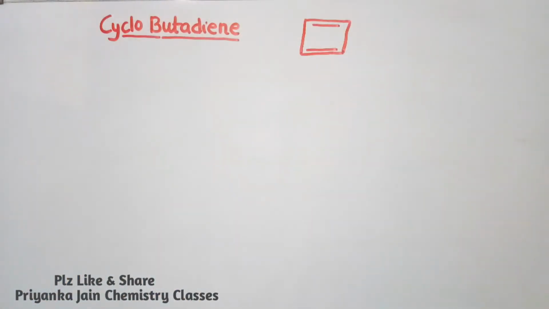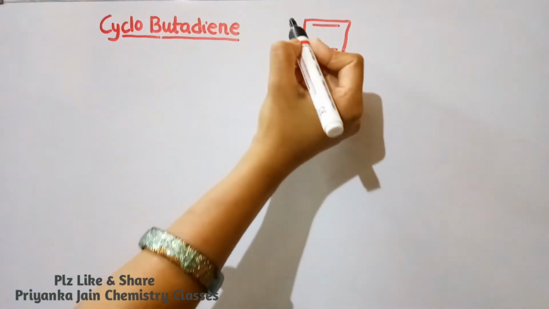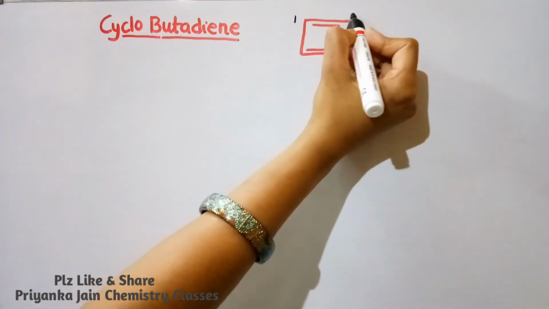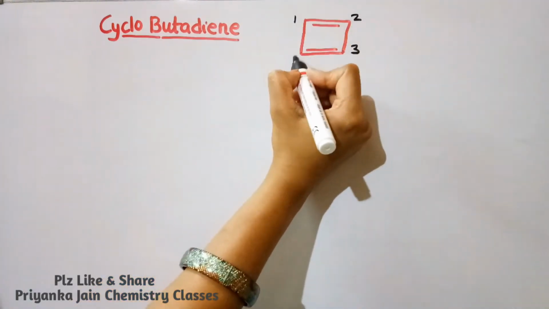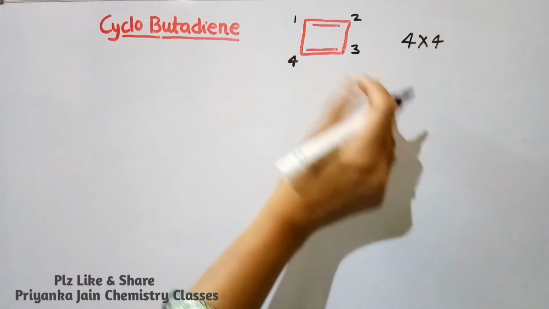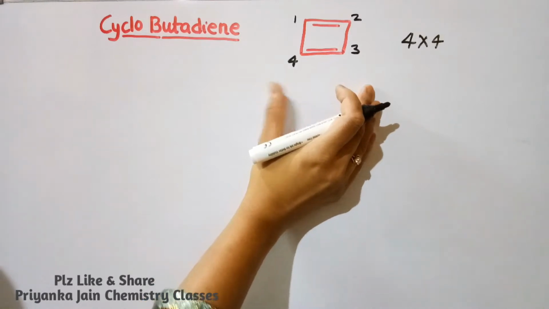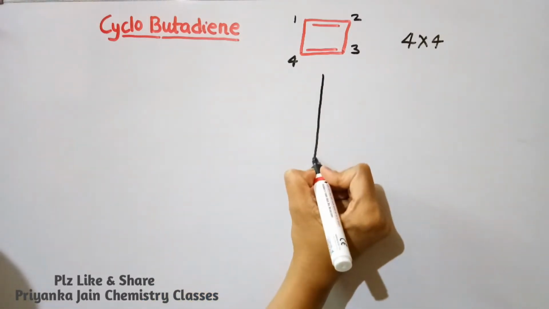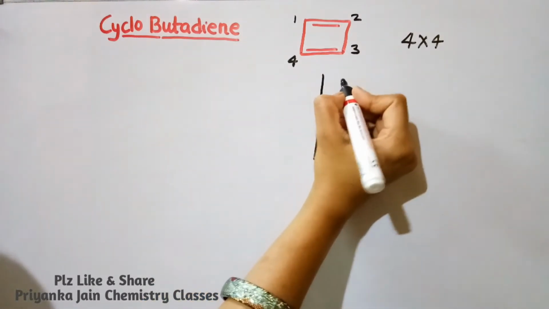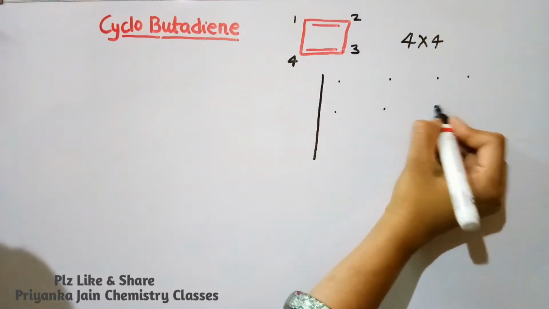Okay, now we have to see the cases of the cyclic polyenes, cyclic conjugated polyenes, and one of the examples is cyclobutadiene. Now see here, there are 4 carbon atoms, 1, 2, 3 and 4. So it is a 4 into 4 system, n is equal to 4. So we have to make here a 4 into 4 secular determinant. And how to make it? See here, in a short manner, firstly 1, 2, 3, 4, in this way you have to do here.